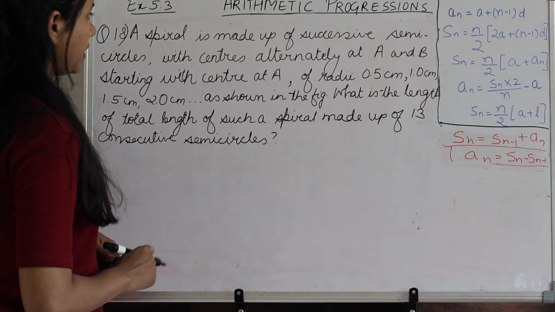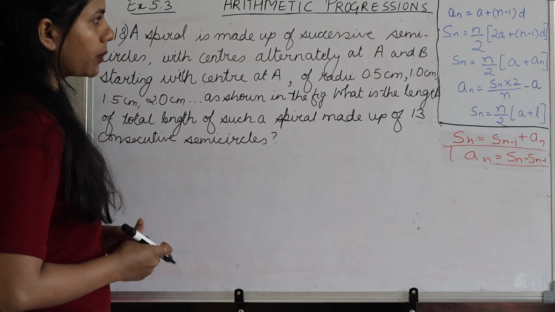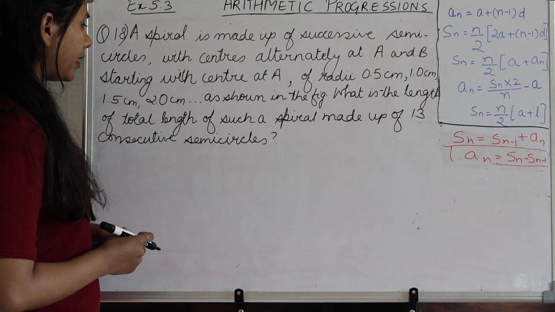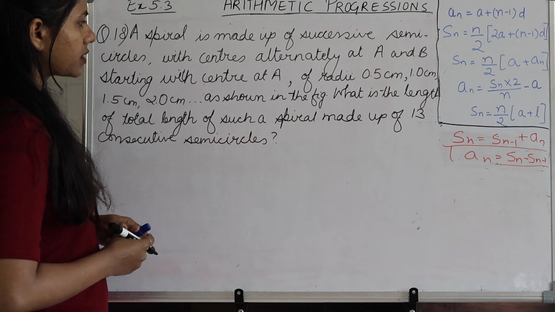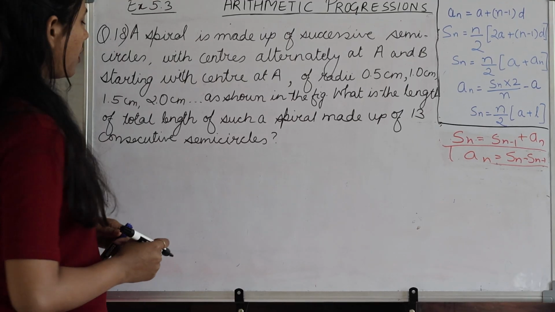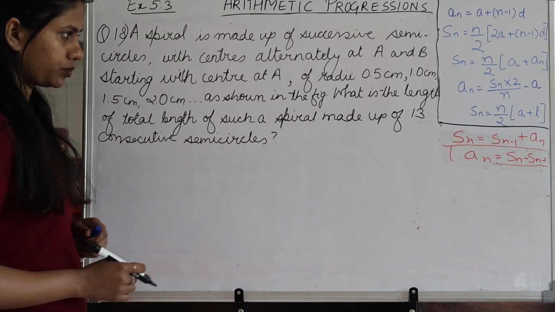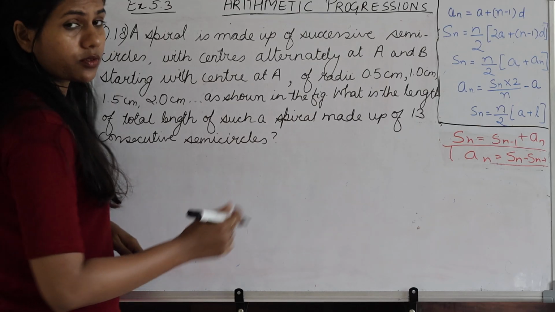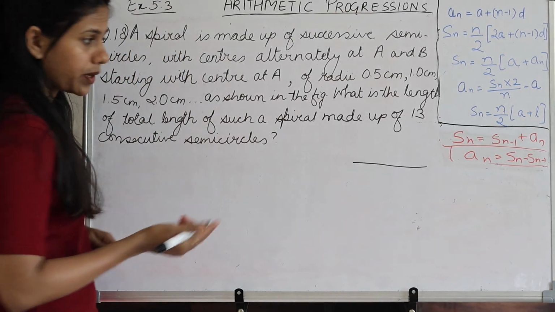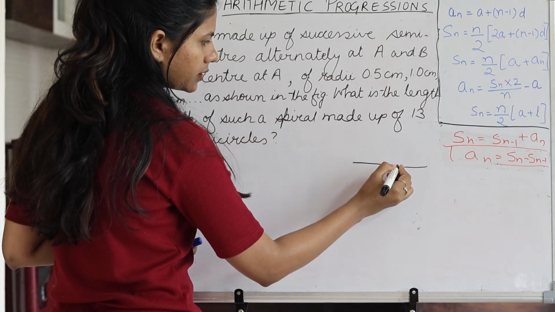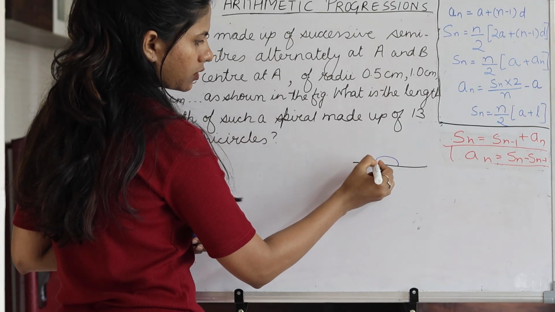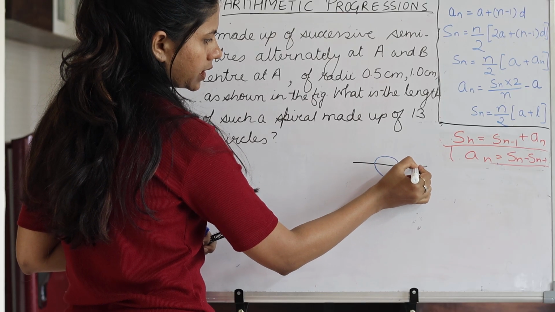So they have mentioned a spiral is made up of consecutive semicircles with centers alternately at A and B, starting with center at A, of radii 0.5 centimeter, 1 centimeter, 1.5 and 2 as shown in the figure. Okay, so the figure is like this. You must have seen a spiral. So that spiral started with this point.